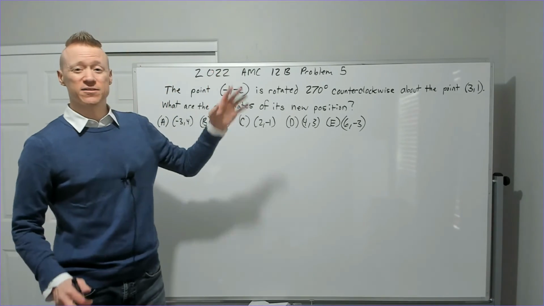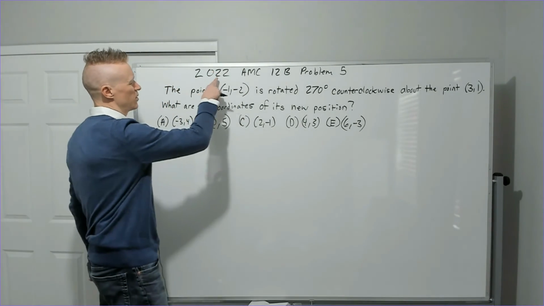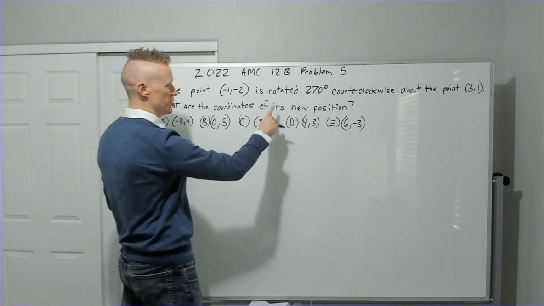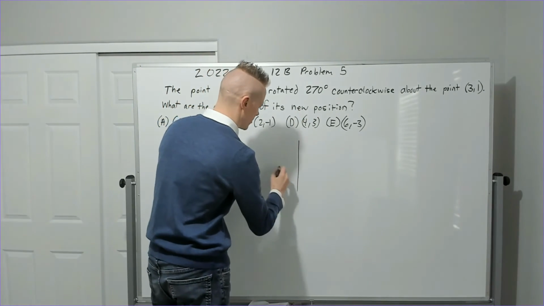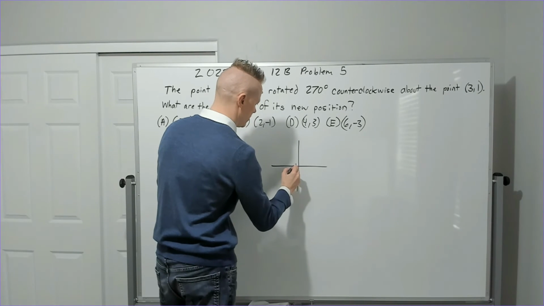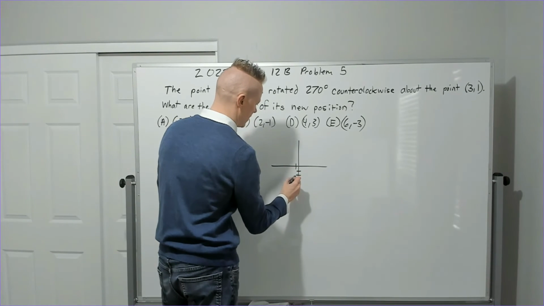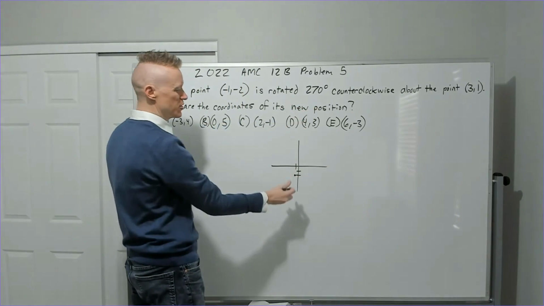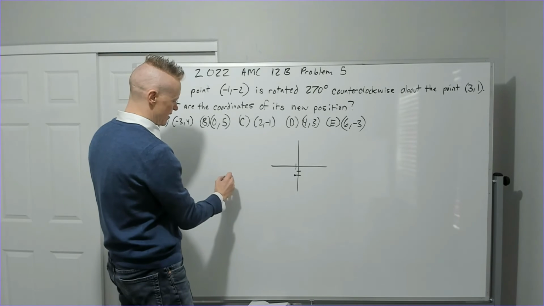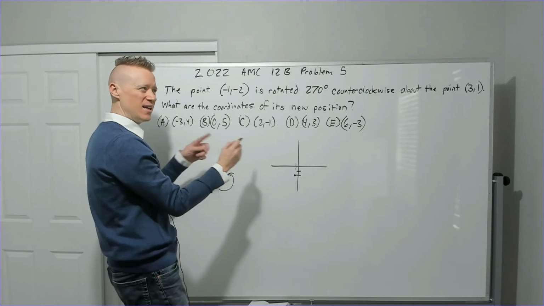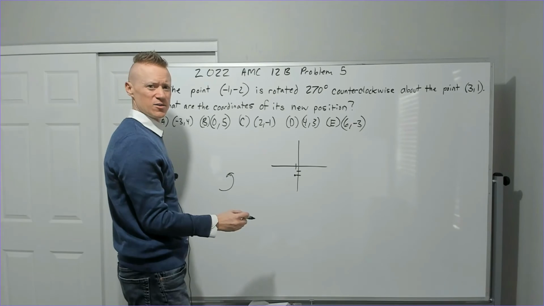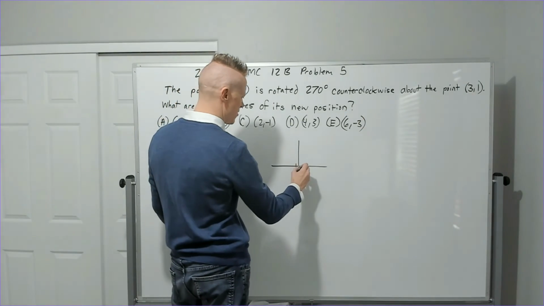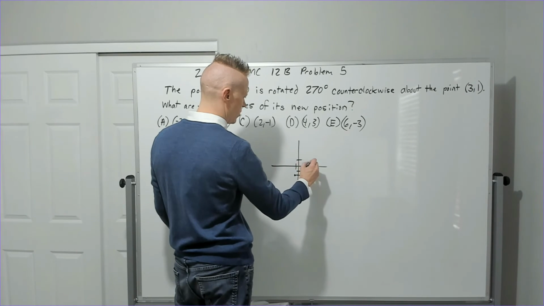And now for the last one of this rapid fire set, the 2022 AMC 12B problem 5. The point -1, -2 is rotated. Already, I want to see a picture. Where is -1, -2? There's -1, -2, right about there. Is rotated 270 degrees counterclockwise. So counterclockwise is this way, but that would be the same as 90 degrees clockwise, right? So if we go 90 degrees clockwise, about what point? The point 3, 1. 1, 2, 3, 1.